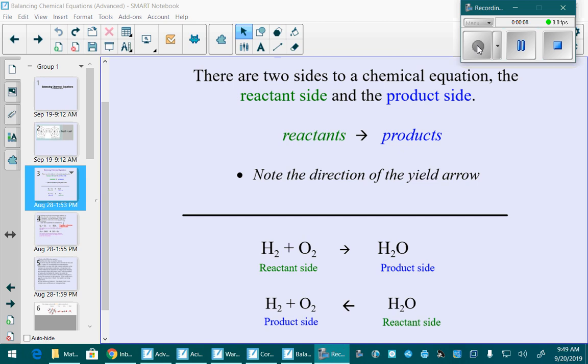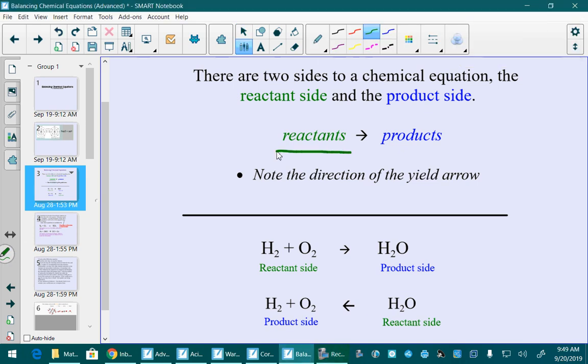So remember, in a chemical equation, the side that we're starting from is the reactants, right? It's the one where we're pointing from, and it always creates or yields the products. So our chemical reaction is set up where you have the reactants going to, or creating, or yielding the products.